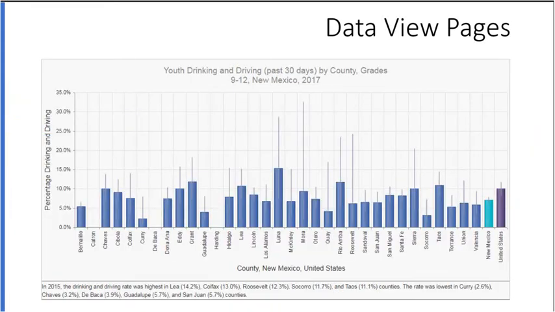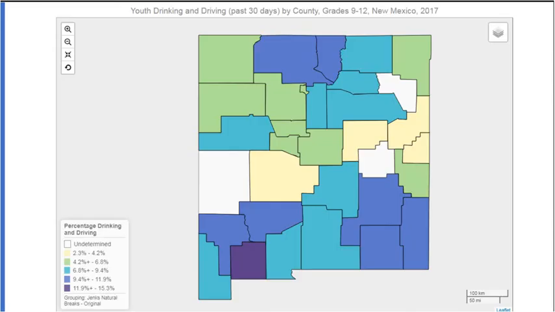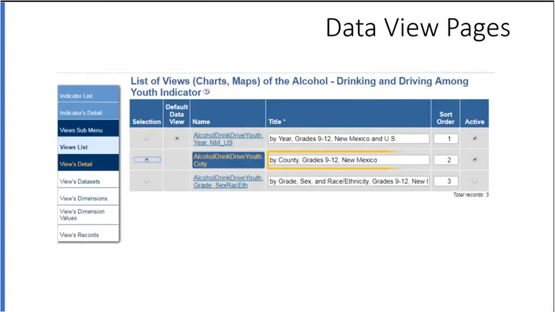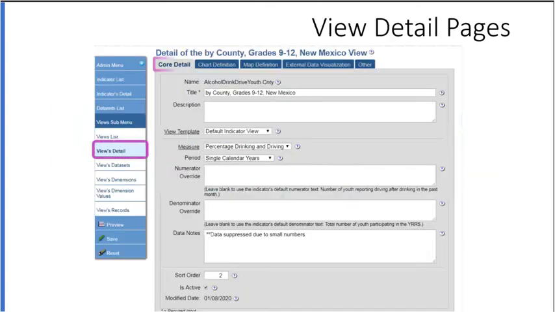So let's look at the county data view for youth drinking and driving. Here's the bar chart by county, and here's a map. Those are both in the county data view. So to get to the county data view, you can either select the radio button and click on the view's detail page on the left nav button, or you can just click the hypertext link for that view and it will take you to the detail page. So here's the detail page for that view.